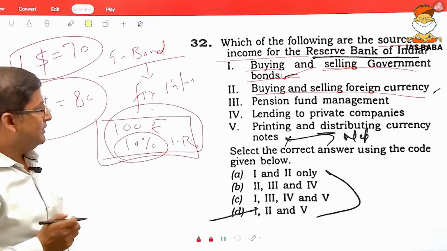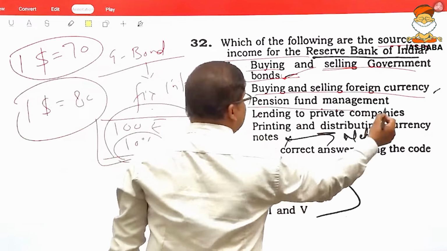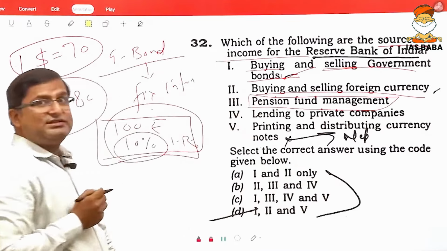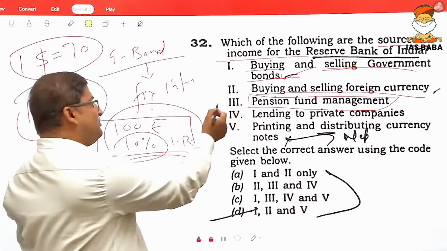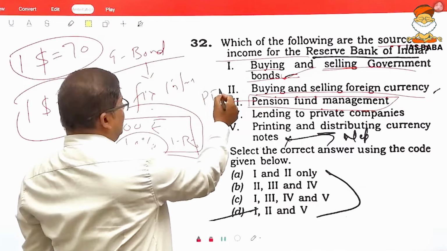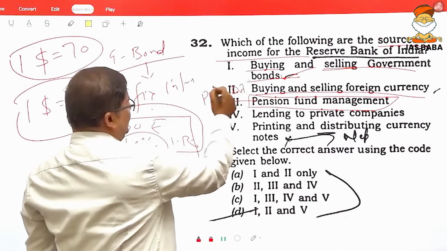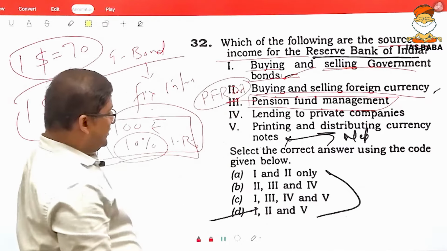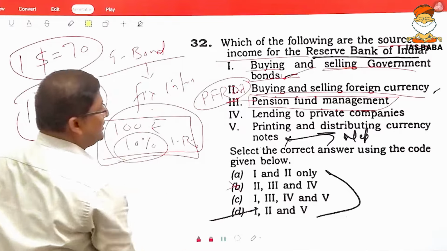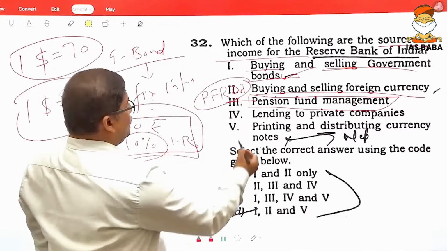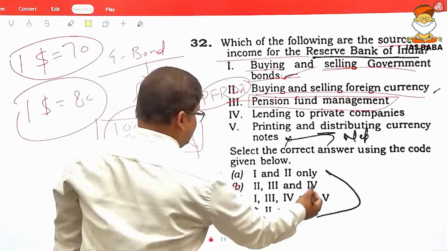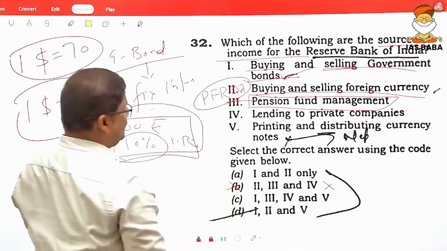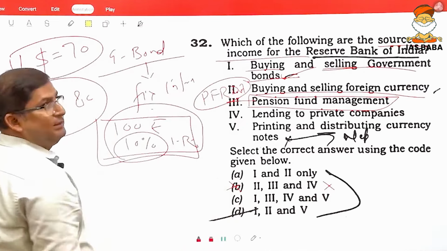You can see that. Pension fund management, see, you can very easily eliminate this. Pension fund is managed by the PFRDA, not by the RBI. So you can easily eliminate 3. So this option can be eliminated. 1 is correct and 2 is correct, so this can also be eliminated. So we are left with A and D.